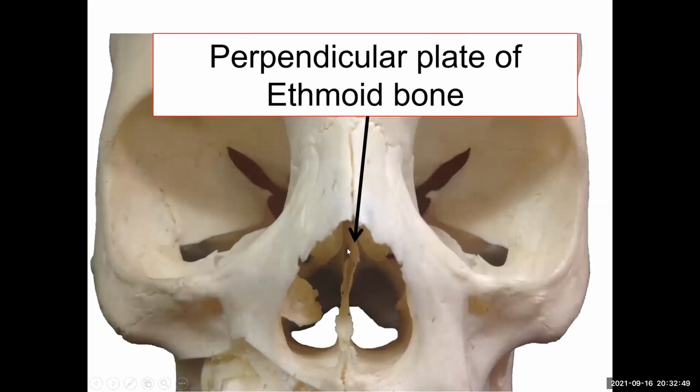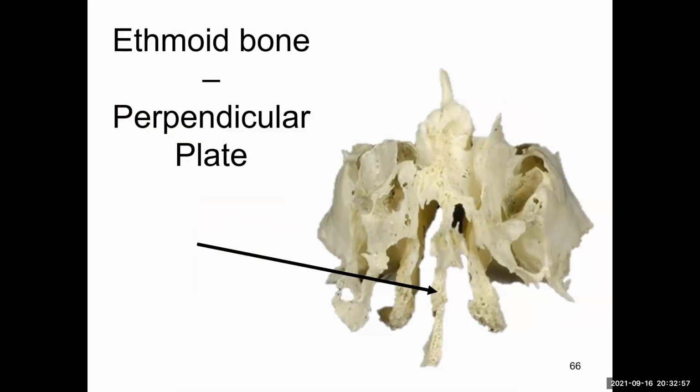Now you have the perpendicular plate that hangs down from the ethmoid bone. And then you can see it on this view here. So this long projection that hangs down, I told you, it's not a very pretty looking bone to look at. This is the perpendicular plate. Up here, that's the crista galli, to give you some perspective. This is a posterior view. So here's the crista galli. Here's the perpendicular plate right there.